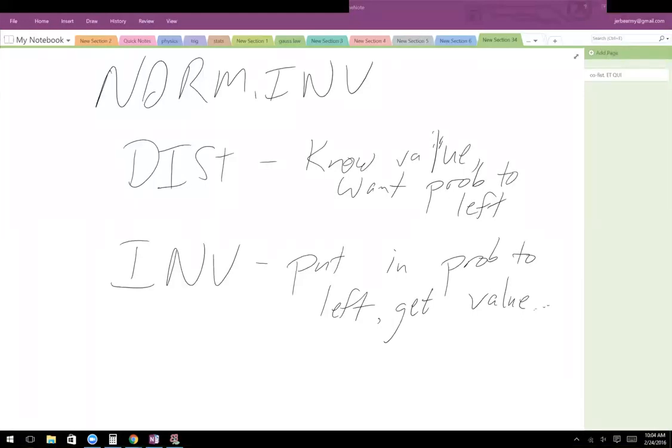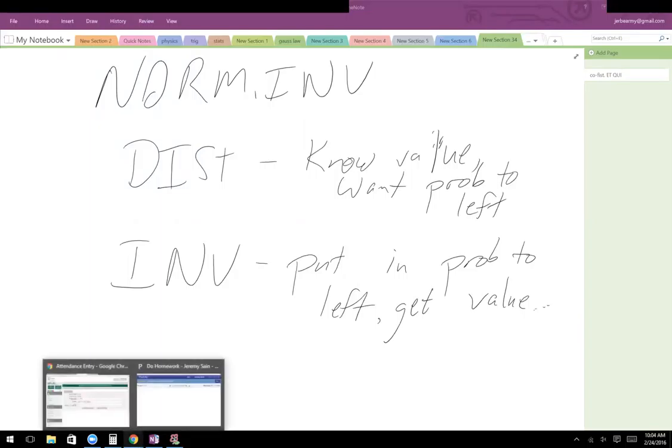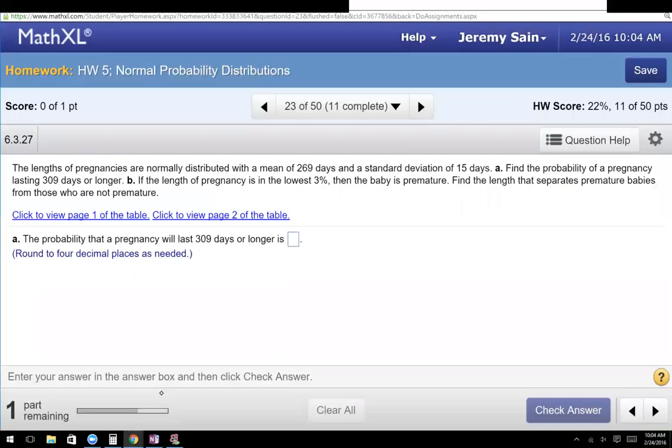Okay, so that's basically all we're doing on here. All right, so it tells us the length of pregnancies are normally distributed with the mean of that and the standard deviation of that. Find the probability of a pregnancy lasting longer than 309 days. Okay.